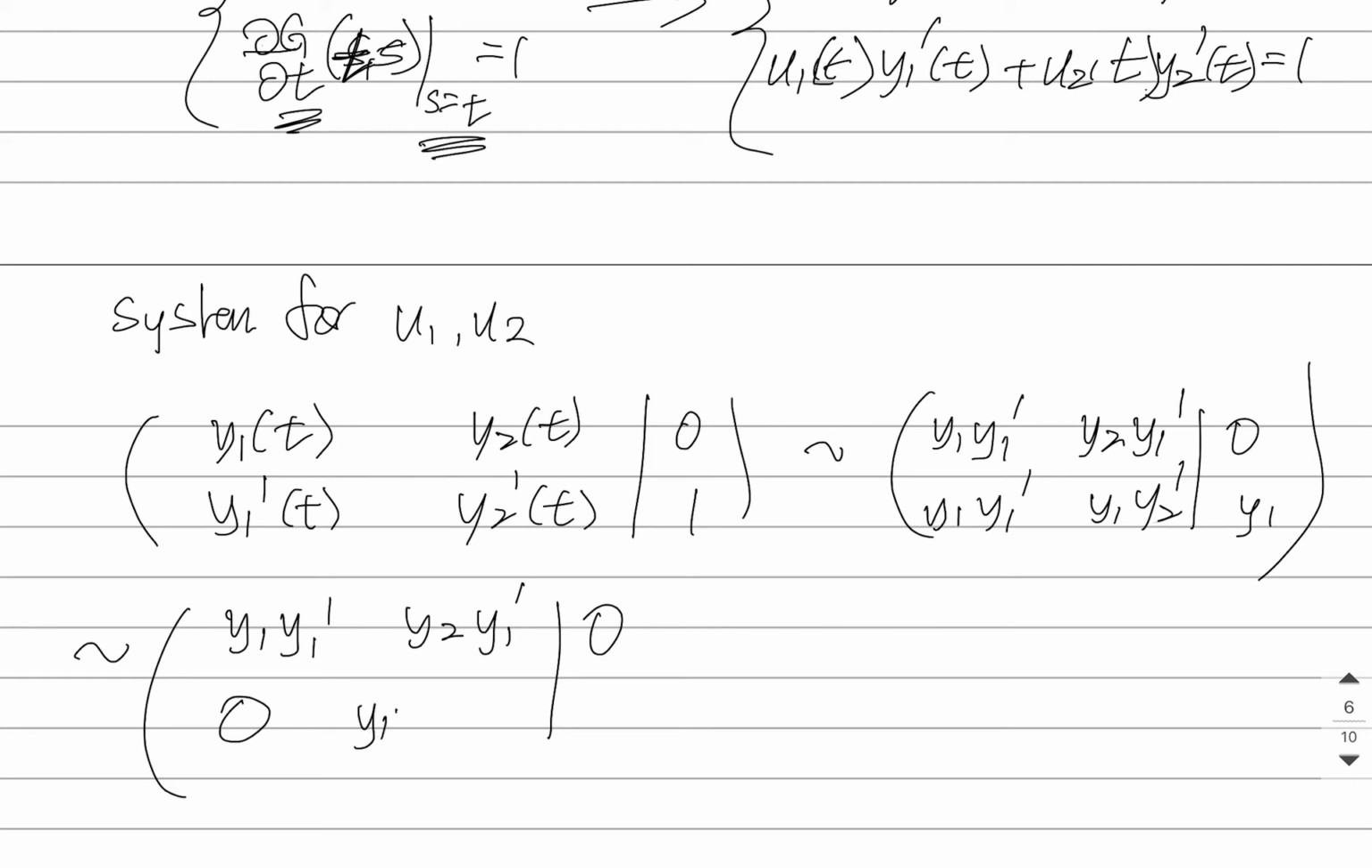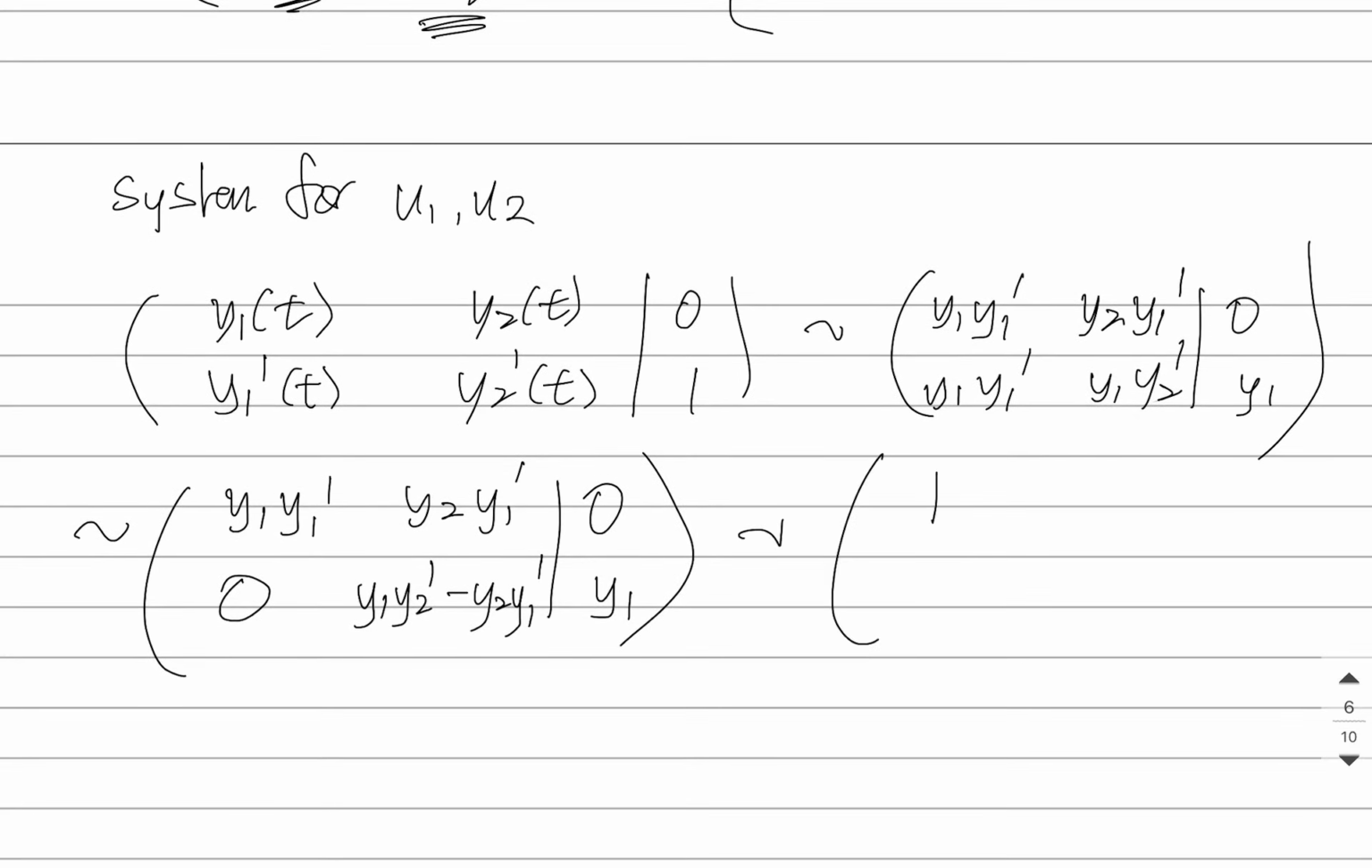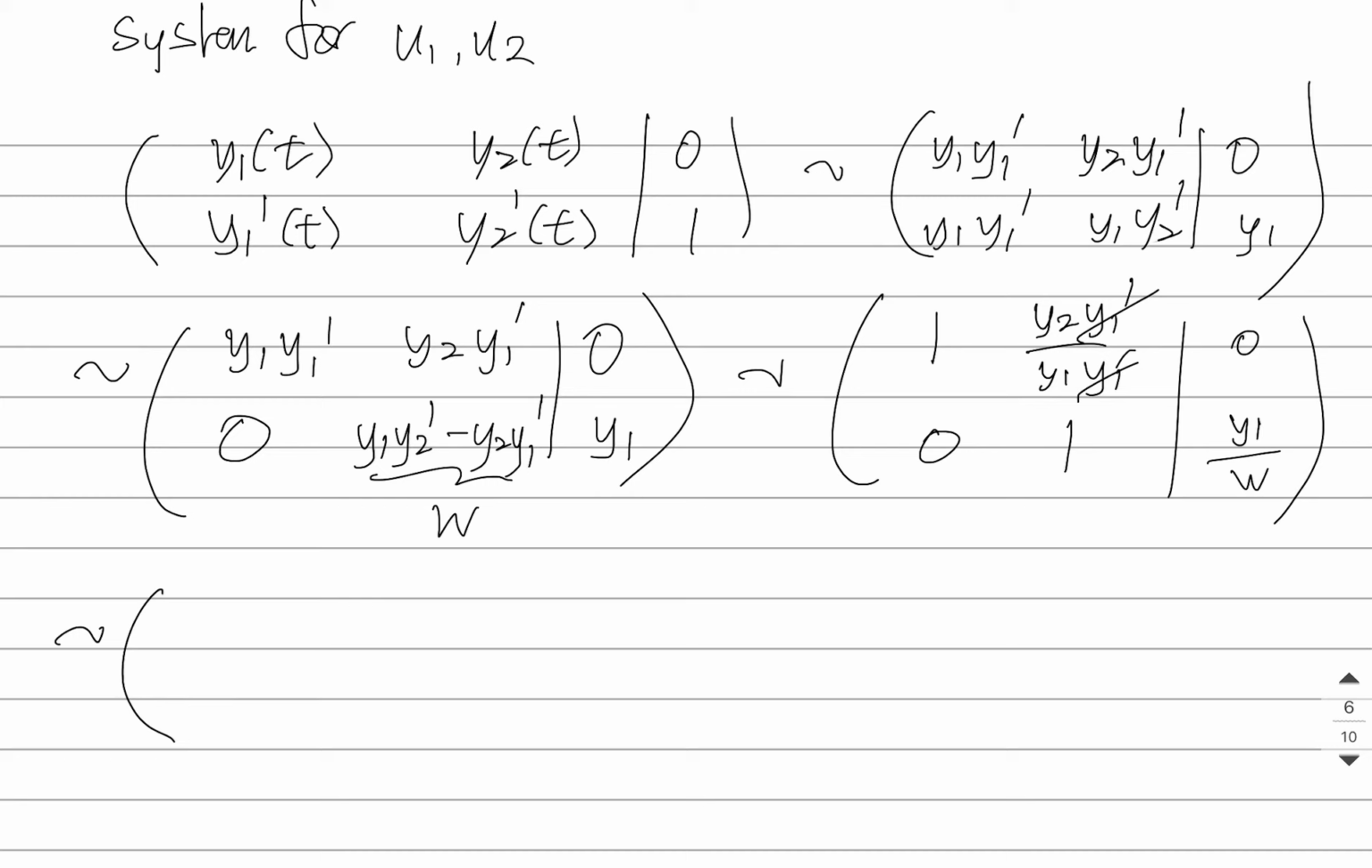And then I'll have y1, y2 prime minus y2, y1 prime, and I'll get a y1. And 1, y2, y1 prime, y1, y1 prime, those will cancel. I'll get a 0. And I'm going to call this thing w. So I'll get a 0, a 1, and a y1 over w. I'm going to multiply the second row by negative y2 over y1, and then add it to the top one. That's going to give me y1 over w, negative y2 over w.